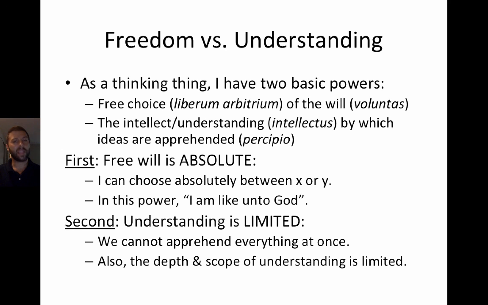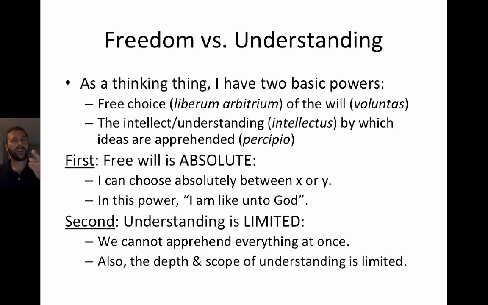He says, as a thinking thing, as a thinking person, we all have two basic intellectual powers, and volitional powers. We have first free choice, so we can choose between A and B, I'll go outside or not, which is called liberum arbitrium, of the will, the voluntas, like volition. So we have free choice, and we have our understanding, our intellectual capacities, the intellectus, by which ideas are apprehended or understood. So we have two things here. We have our choices, and we have our knowledge based upon our choices.